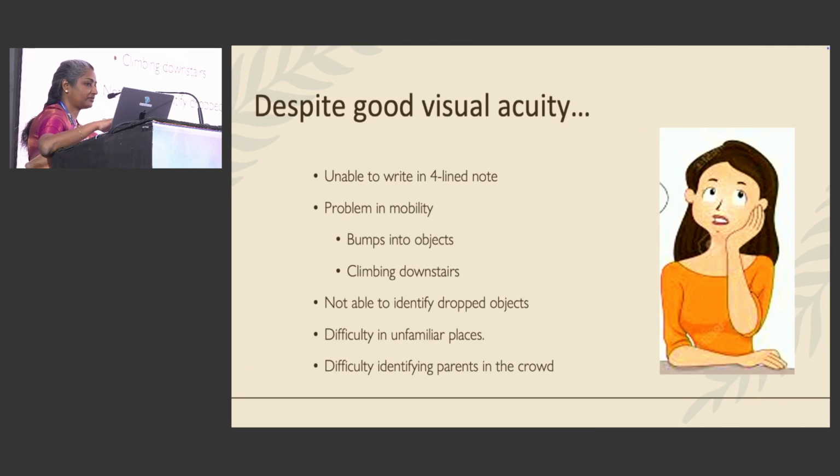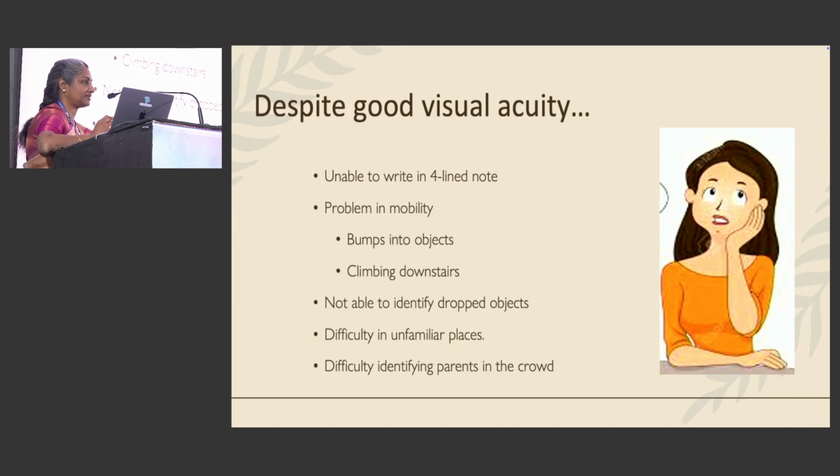So the inability to write in the 4-line notebook may have many issues, like they may be having a contrast issue. They may be having the visually guided motor aspects not up to the mark. And they are bumping into objects or climbing downstairs because of the lower field defect. So the fields have not been assessed, only the visual acuity has been assessed. Then similarly, same reason for not finding the dropped objects. Difficulty in unfamiliar places, because you have the where pathway. You know, like the where pathway is very important.